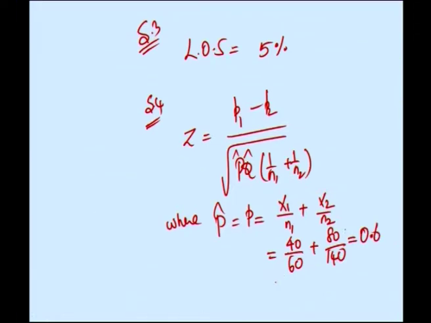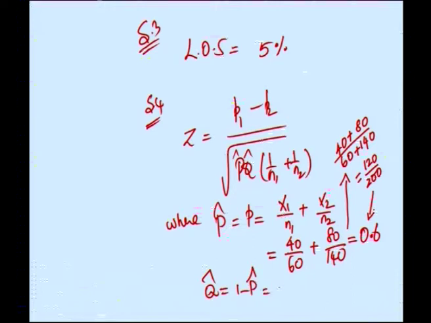All these stand for proportions. Therefore, proportionate addition has to be done, in the sense 40 plus 80 divided by 60 plus 140. This kind of addition should not be done in other cases. This is called proportionate addition. Therefore, it becomes 120 by 200, which is equal to 0.6. So, capital Q cap is 1 minus capital P cap, which is equal to 0.4. So, substitute all the values in the Z formula.